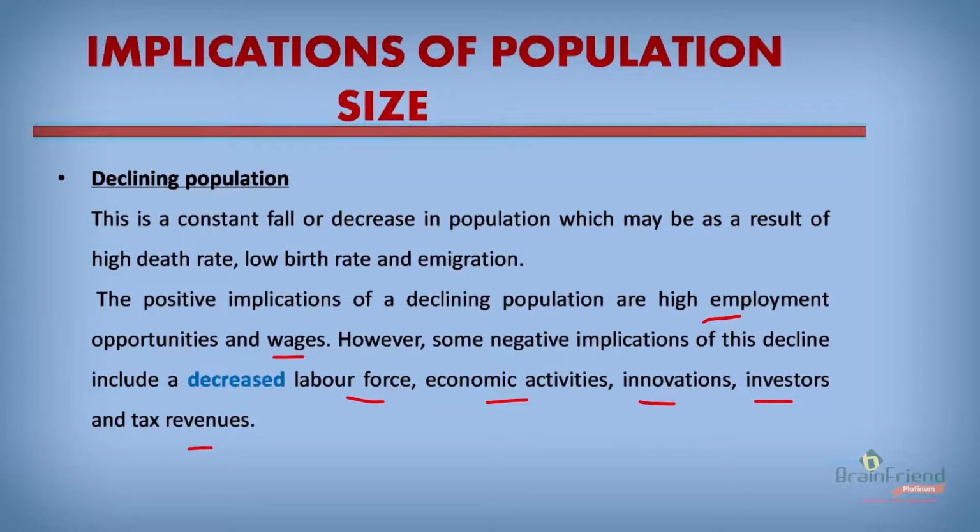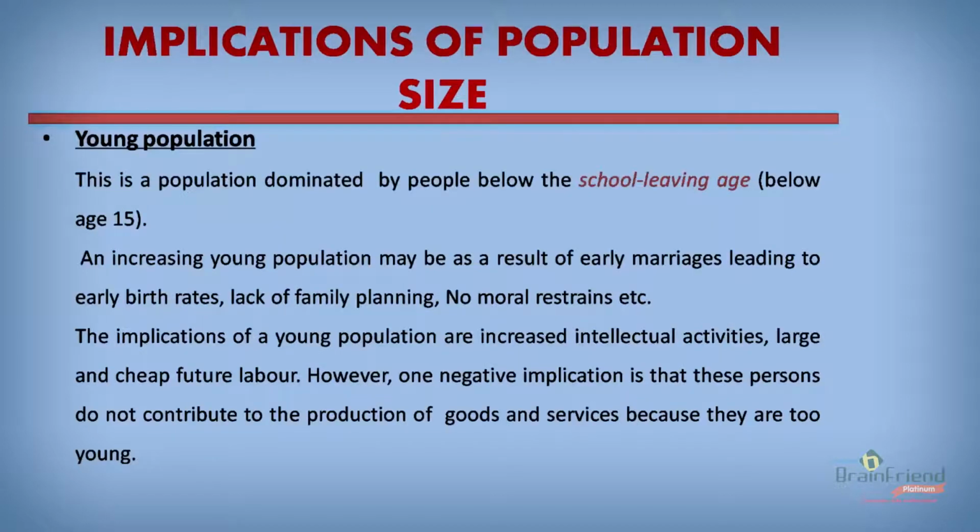Now, let's look at a young population. A young population is a population which is largely dominated by young people. These young people are usually below school leaving age, and they are usually between the age bracket of 0 to 15. The positive implications of an increasing young population are increased intellectual activities and large and cheap future labor.